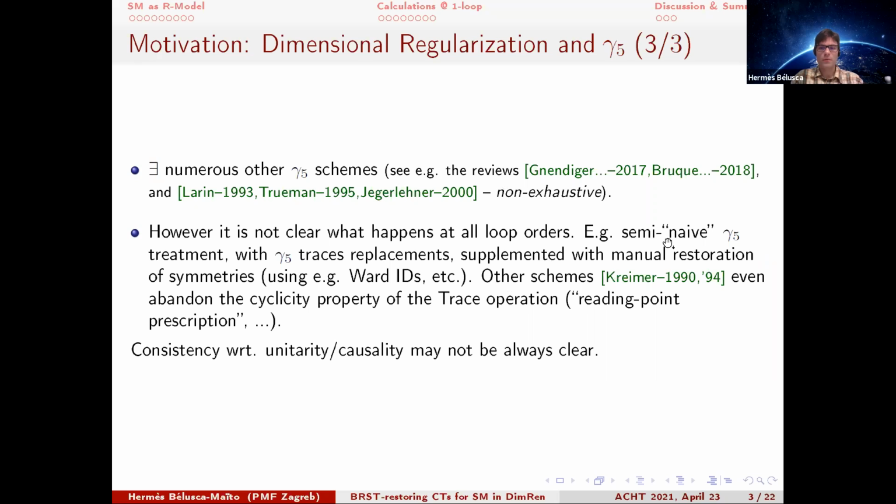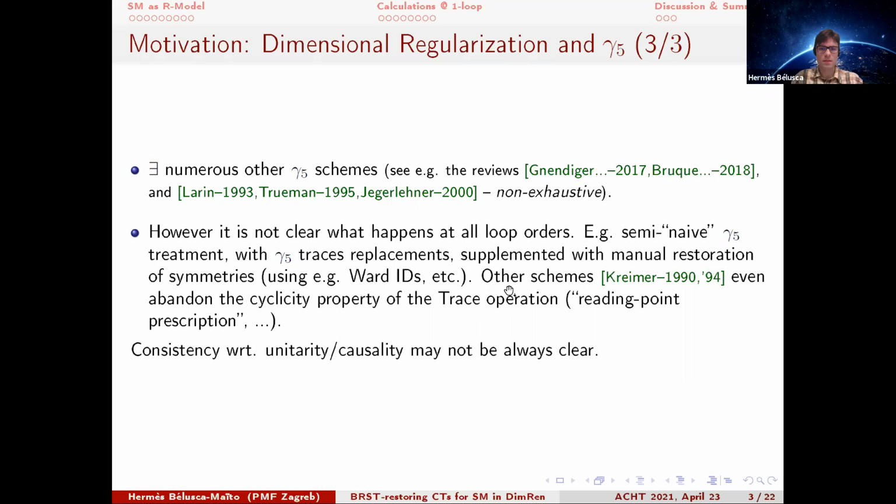We also know that there is this so-called semi-naive scheme for gamma-5, where basically it's only when you have a trace of gamma-5 and gamma matrices that you have to do adjustments. And then when you do specific calculations, you have to verify that the Ward identities, the Slavnov-Taylor identities, are satisfied. And if not, you do a restoration by hand of this symmetry by adding the suitable finite counterterms.